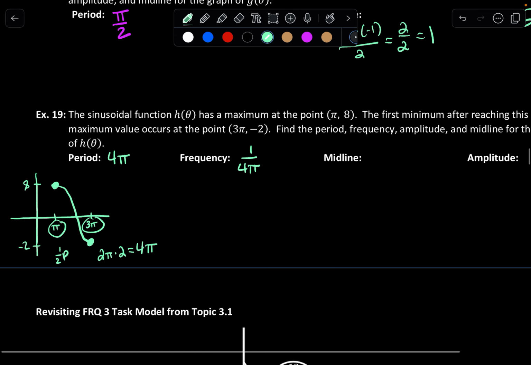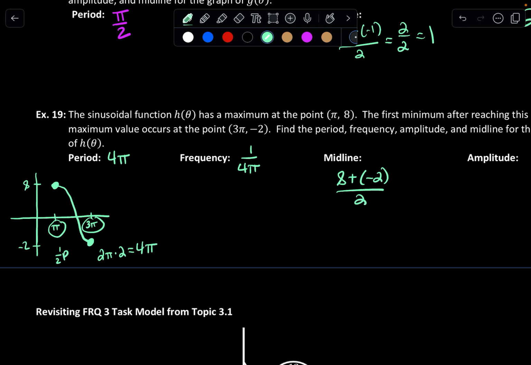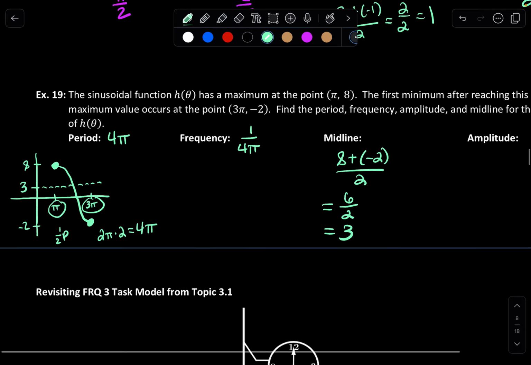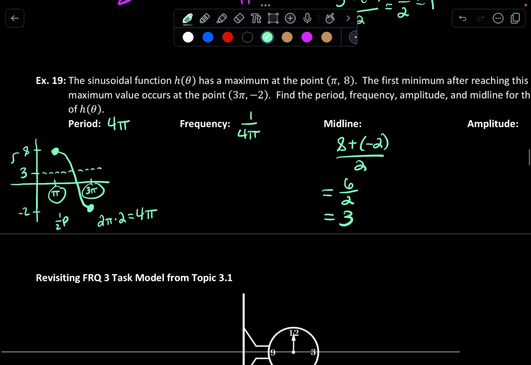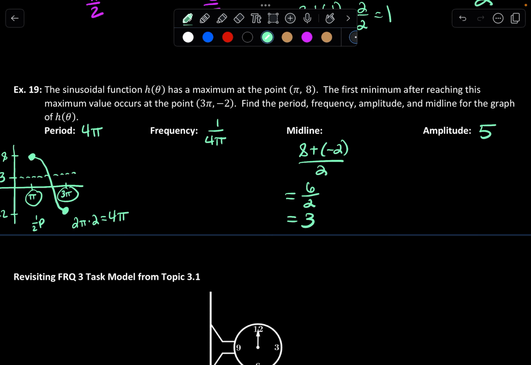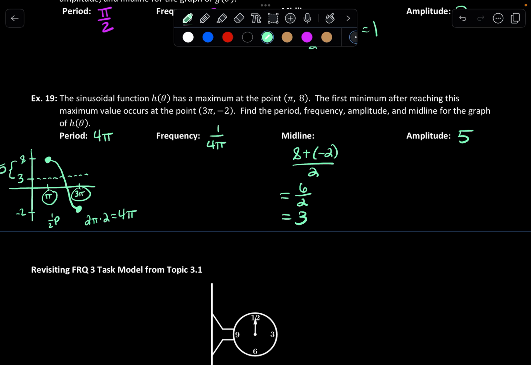The midline, this one's not so obvious, so I'm going to use the formula. So I have maximum plus the minimum, so 8 plus -2 divided by 2. So I end up with 6 over 2, which is equal to 3. So my midline is going to be at 3. And now, since I have the midline in there, it's a little bit easier to see the distance from the midline to the maximum, which is going to be 5, and that will be my amplitude. So once you have period, it's easier to find the frequency. And then once you have your midline, it's easier to find the amplitude, which is why we have it in this order.